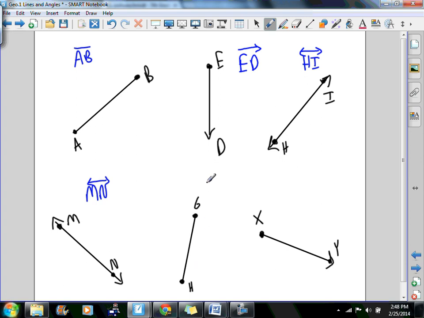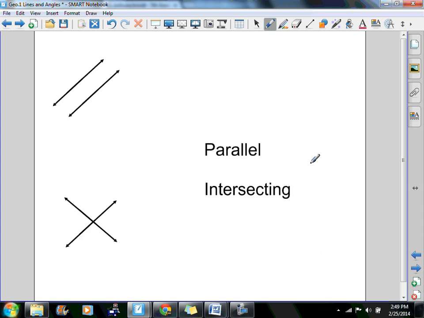This one is segment GH, or it could be flipped. And this is ray XY. So the order of the letters only matters in a ray. Segments and lines could be written in either order. Okay, if you have questions, make sure you ask me.